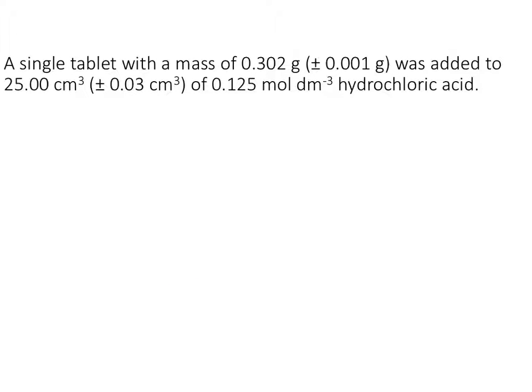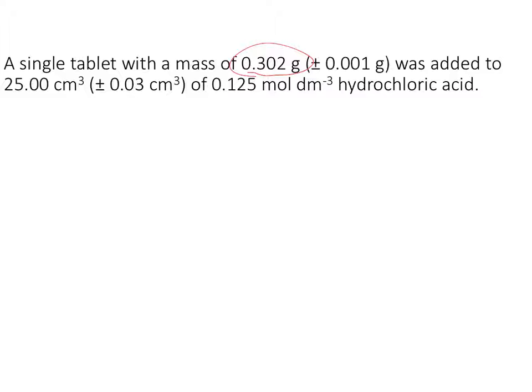So now we get to more details of the problem. A single tablet with a mass of 0.302 grams was added to 25.00 centimeters cubed of 0.125 molar hydrochloric acid. But wait, Mr. T, we know it's 70%. What's 70% of 0.302? Well, that's what the titration is for, to see how close we are to the true value. Again, this is a quality control measure that some companies will use.